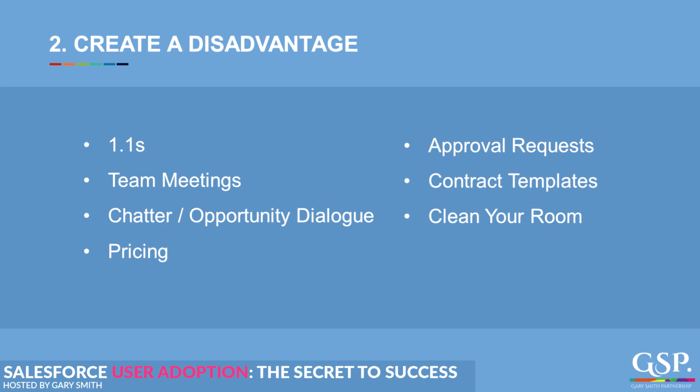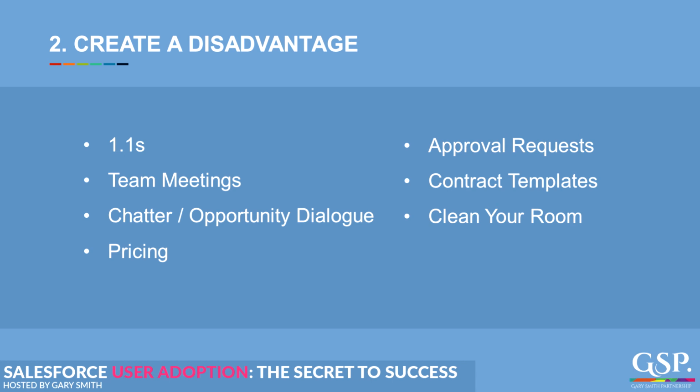Second one, create a disadvantage to not using it. So for example, you must insist that when we sit down for a one-to-one between a manager and a salesperson, we are using the system. We are using that dashboard to look at the pipeline. Don't come to me with a spreadsheet or a notebook with all of your deals in it. We're going to look at the dashboard.